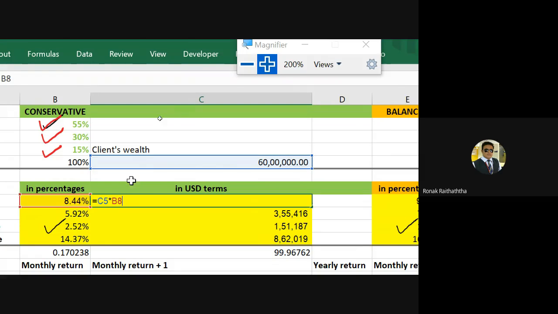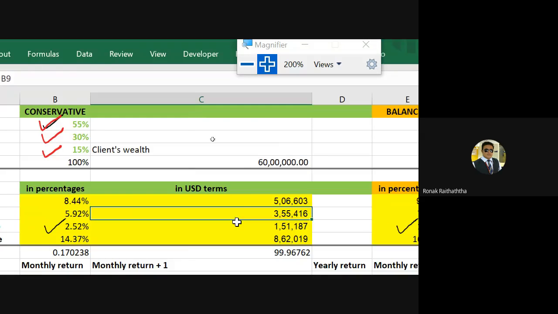So what I can do is, in C and 5, we would go between C and 5 and we would press F4 there. So the dollar sign would have been inserted. That means that cell is fixed now. Excel will take 60 lakhs only in every case, whenever you will be copying and pasting that data. So I'm doing enter.